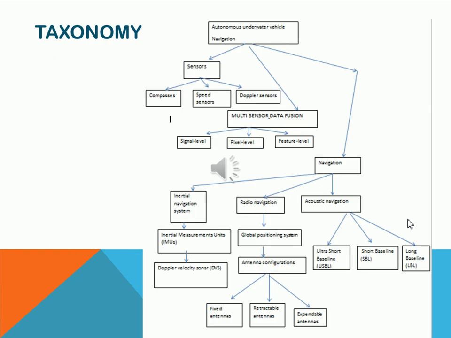Here is my taxonomy. Here we use different types of sensors: compass and speed sensor, Doppler sensor. We use multi-sensor data fusion, and we use the inertial navigation system. In an inertial navigation system, we use two types of sensors: inertial measurement sensors and Doppler relative sensors. That's it. Thank you.